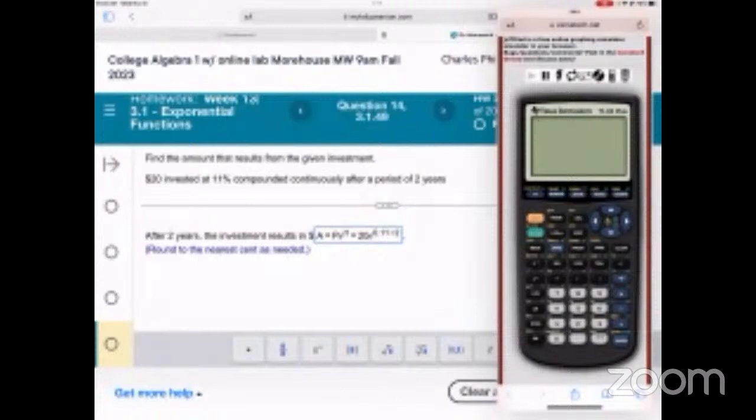So we're going to say 20. Now e. So if I hit second S, 20 times e to the power of 0.11 times 2. Okay. And then it says round to the nearest cent. So 92 cents, $24.92 for 2 years. Yeah, that's gross. 24.92. Yeah, 24.92.